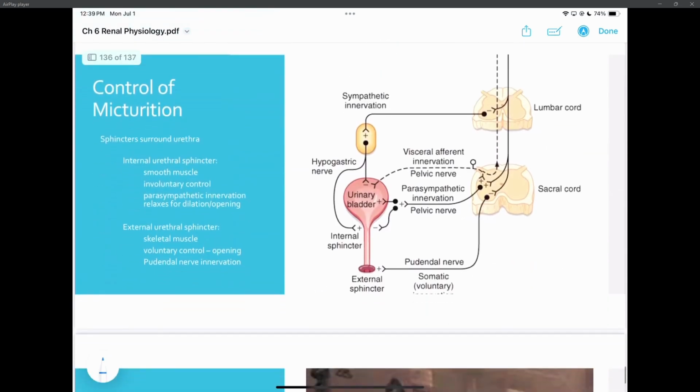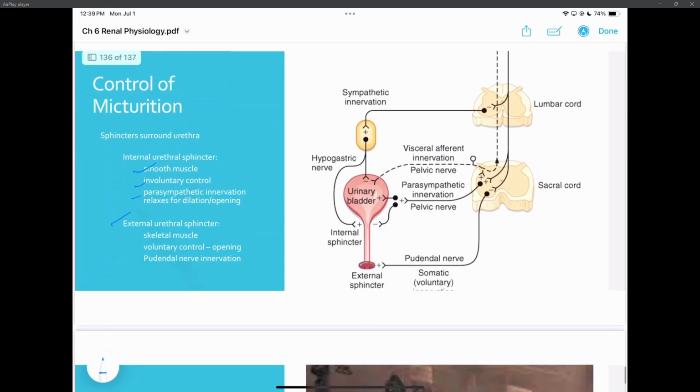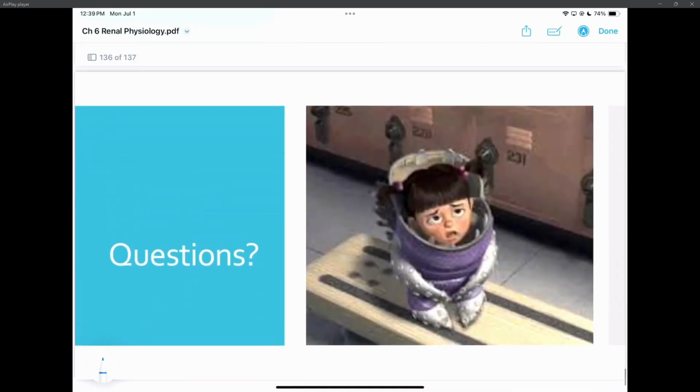Okay, so a summary slide, again, your sphincters: the internal urethral sphincter is smooth muscle, involuntary, therefore parasympathetic and sympathetic. And then your external is somatic, skeletal muscle, voluntary, it's your pudendal. So make sure you know the nerves that control how you pee. That's really it as far as the renal section.